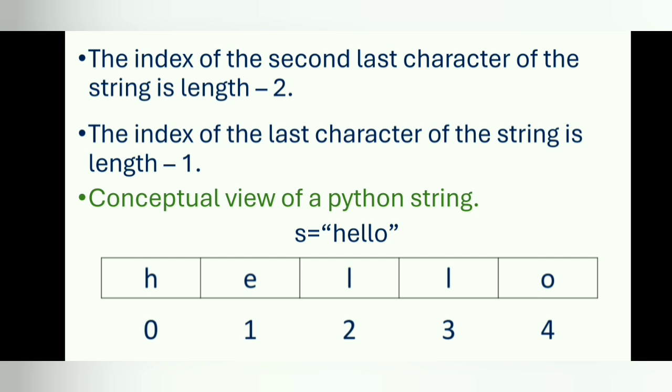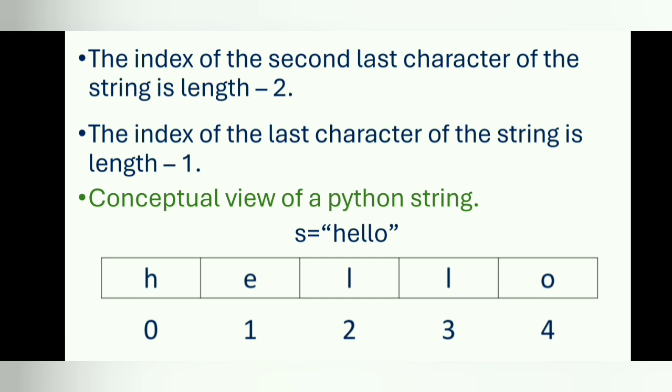Reading of a string elements starts from 0. Here indexes are 0, 1, 2, 3 and 4. Since the index starts from 0, the index of the last character is length -1. The string hello contains 5 characters. So the length -1, that is 5 minus 1, is 4. The last index is 4.